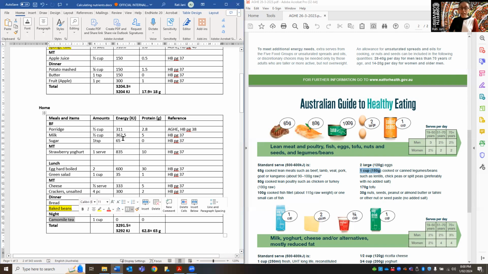Okay, so then again, do not round up numbers in between. Keep it to 1 decimal point. Get your final answer, round up your final answer. Over here, I have 3291.5. I go to the next digit, which is 3292. Okay, simple mathematics. Protein, again, do not round up in between. Keep your 1 decimal points. Then come at the end, 62.8 converted to 63.